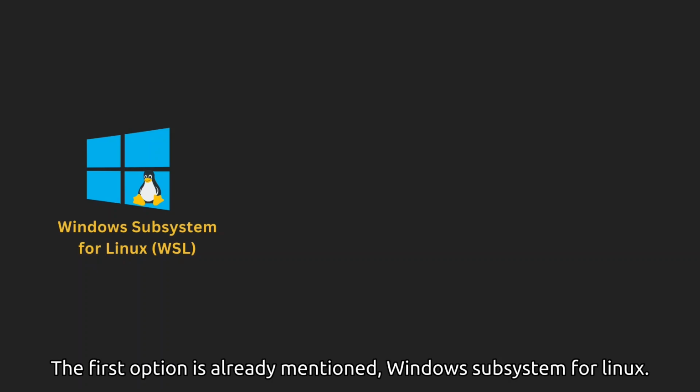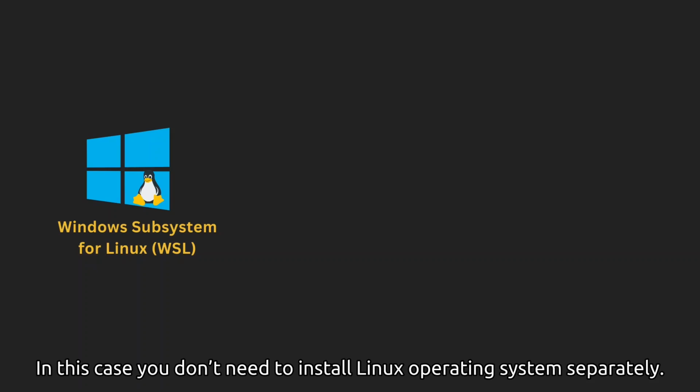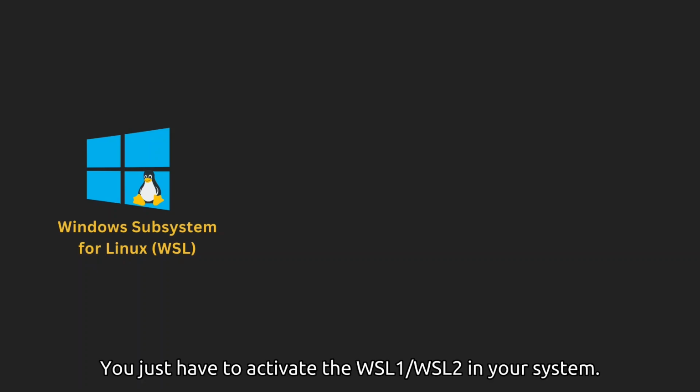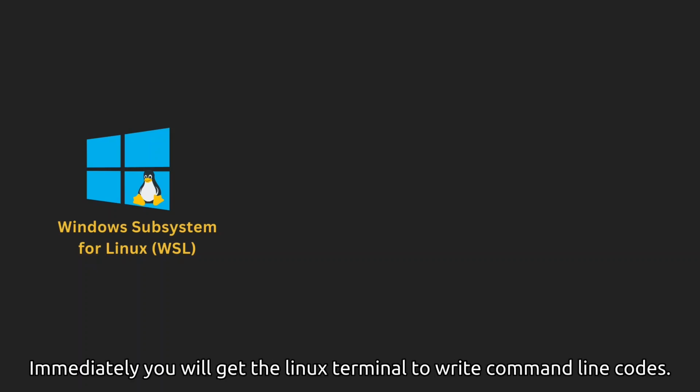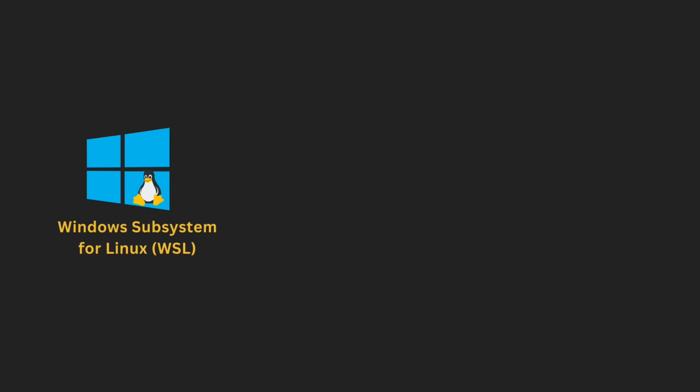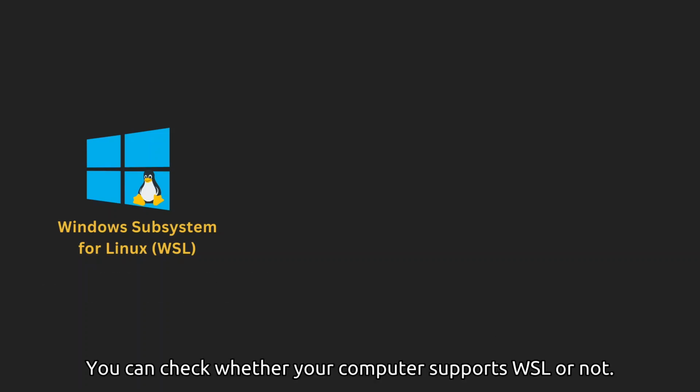The first option, as I already mentioned, is Windows Subsystem for Linux. Latest Windows versions support this functionality properly. In this case, you don't need to install a Linux operating system separately. You just have to activate WSL1 or WSL2 in your system. Immediately, you will get the Linux terminal to write command line codes. It is better if you are a beginner and don't want to mess up your computer settings. You can check whether your computer supports WSL or not.